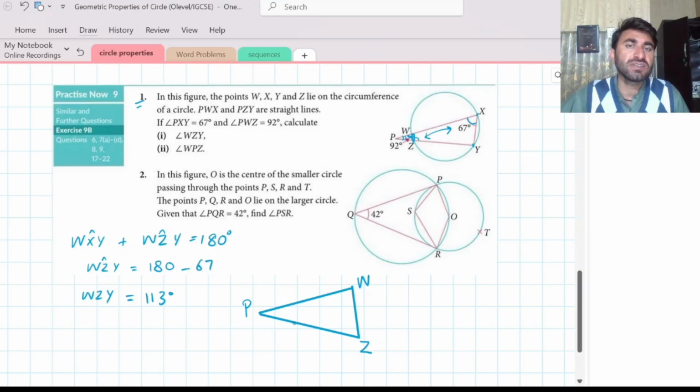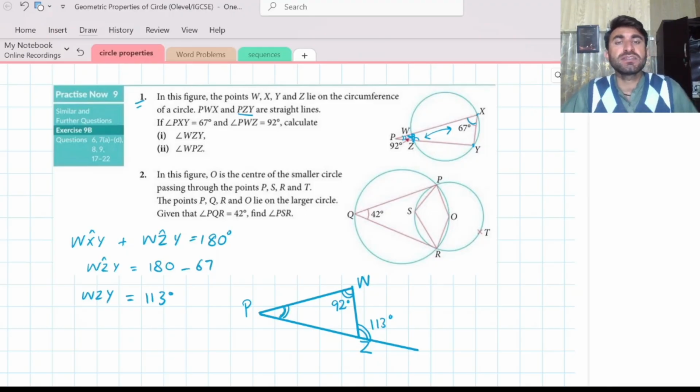And as we are given that PZY is a straight line, if I extend this line, we have figured out this angle, and this was 113 degrees. We already know that the angle over here is 92 degrees and we are to figure out this angle. So either we can use the exterior angle property of a triangle, or otherwise we can figure out this adjacent angle, which will be 67 degrees, and then find it with the help of the sum of angles of a triangle.